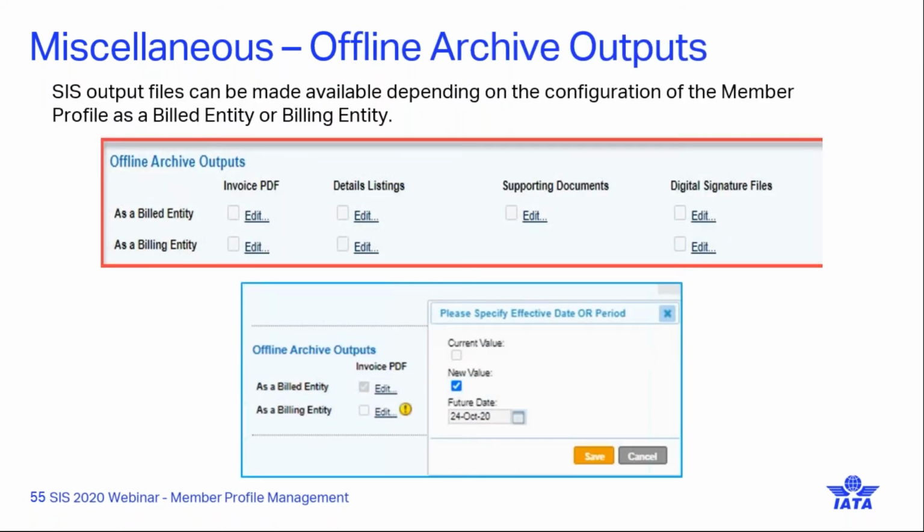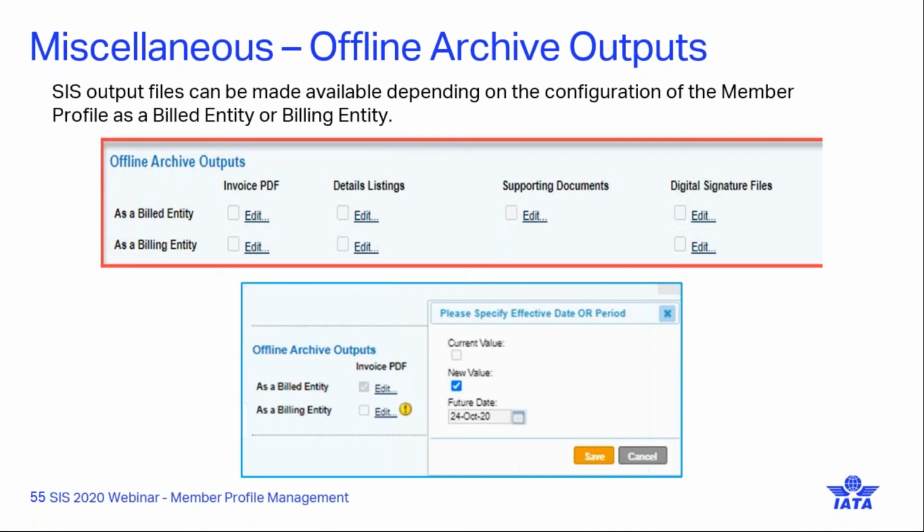Moving forward, we will see that in miscellaneous, you also have the option to receive your OAR files, as my colleague Sam mentioned before. These output files can be made available depending on the configuration of the member profile as billed or billing entity, and you can choose to have invoice PDF, listing, supporting documents, digital signature. They will be received with your OAR files. Please note that when you make this option active, it will be active for the next period according to the SIS calendar.